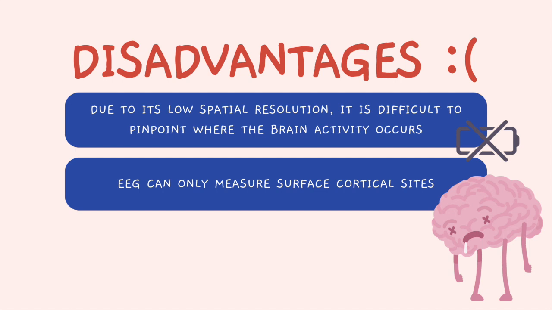For example, MEG has a better spatial resolution compared to EEG because magnetic fields are less distorted by skull and scalp. Another disadvantage of EEG is that it can only provide information about surface cortical sites, but other techniques such as fMRI can go deeper in the cortex.